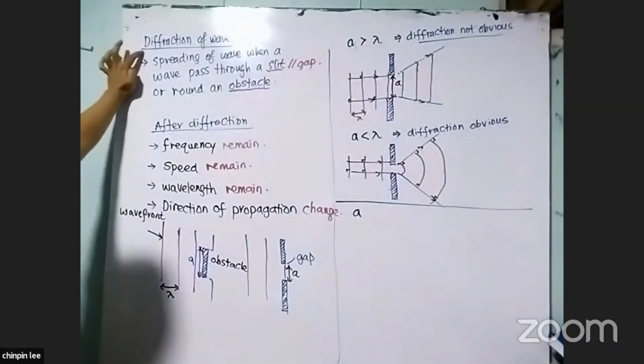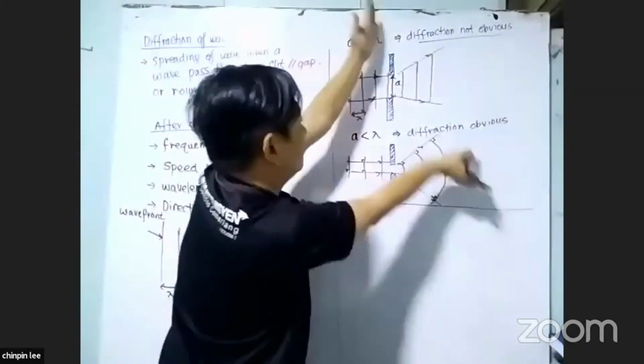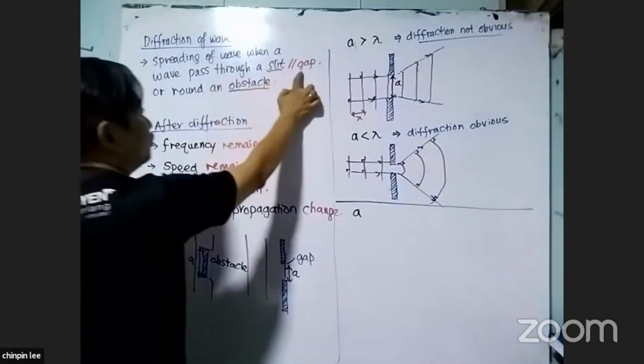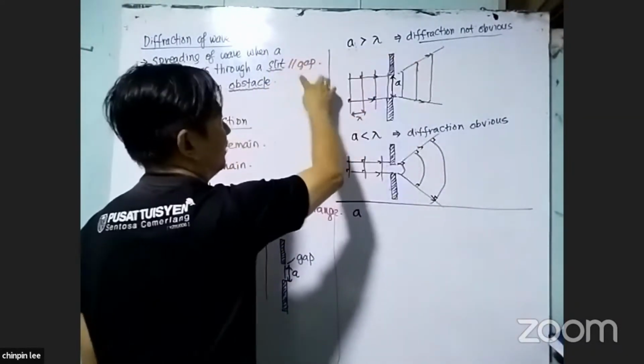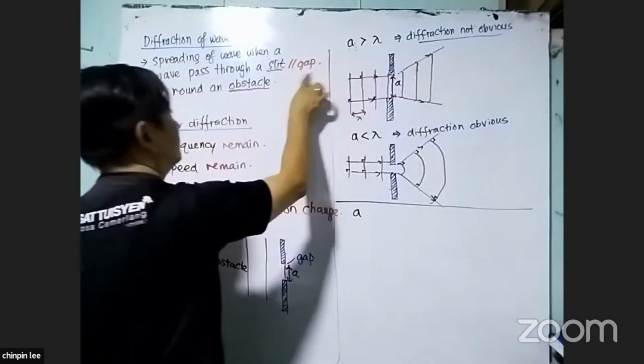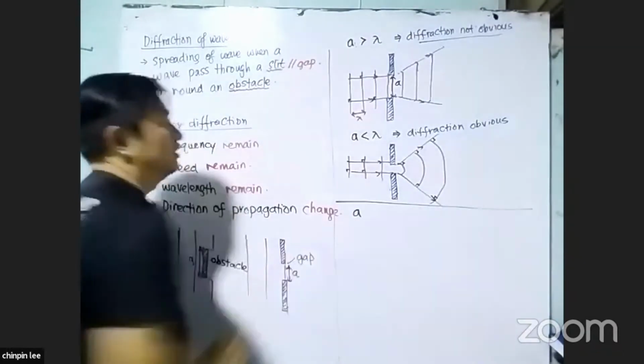What is diffraction of wave? Diffraction of wave is the spreading of the wave. When the wave goes through a gap or slit, meaning a hole, right? A small gap or small slit, right? Or it goes around an obstacle. We are going to see the obstacle one.